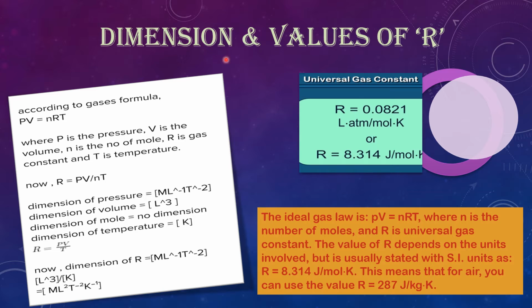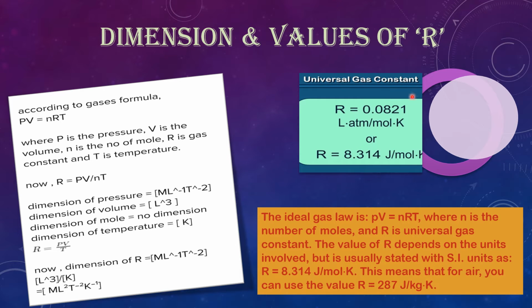Now the next one is dimension and values of R. The ideal gas law is PV is equal to nRT, where n is the number of moles and R is the universal gas constant. The value of R depends on the units involved but is usually stated with SI units as R is equal to 8.314 joule per mole Kelvin. This means that for air, you can use the value R is equal to 287 joule per kg Kelvin.